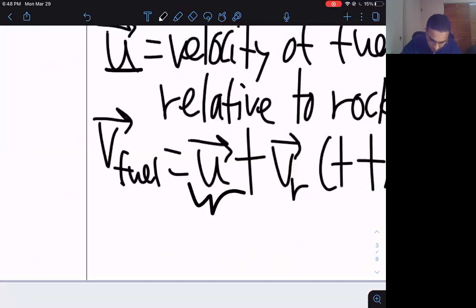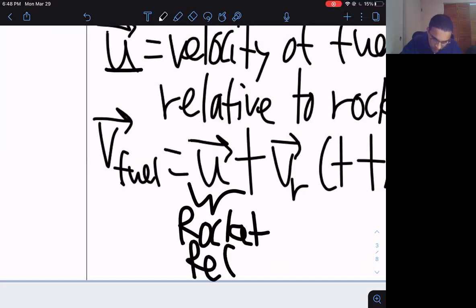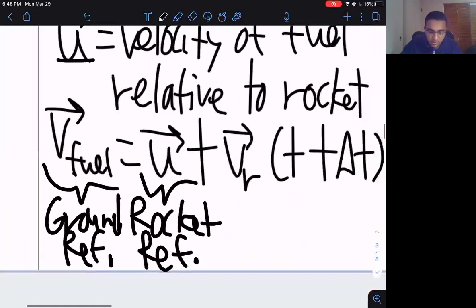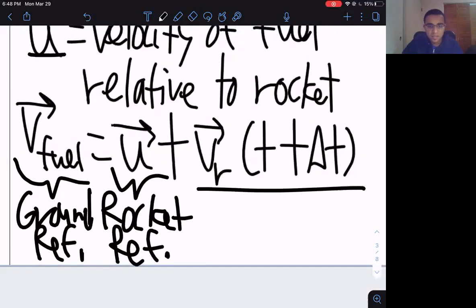So let's look at that. This is the rocket reference frame. And the V fuel over here is actually in the ground reference frame, right? How do we relate these two quantities? Well, you have to add in the velocity of the rocket at time t plus delta t. So it's a great example of this. Let's say, for example, I'm running forward at 5 meters per second. And then I throw the ball behind me at 2 meters per second. Well, relative to me, in my reference frame, the ball is moving 2 meters per second away from me, backward. But relative to the ground reference frame, the ball is actually moving 5 minus 2 or 3 meters per second forward, in the ground reference frame.